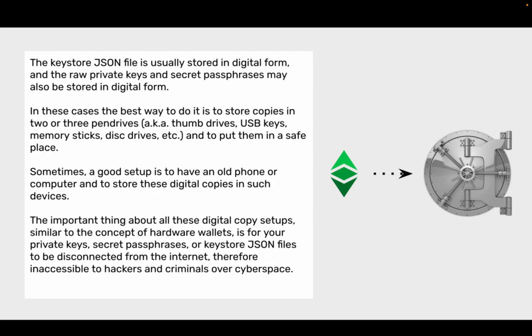The key store JSON file is usually stored in digital form, and the raw private keys and secret passphrases may also be stored in digital form. In these cases, the best way to do it is to store copies in 2 or 3 pen drives, also known as thumb drives, USB keys, memory sticks, disk drives, etc., and put them in a safe place.